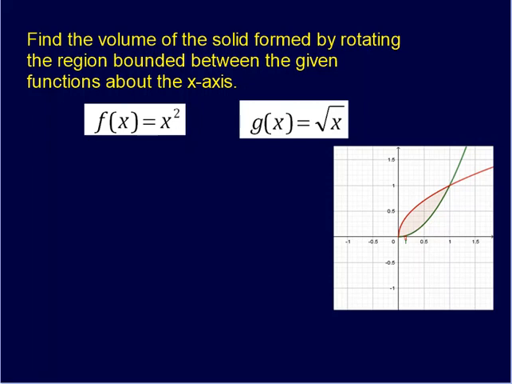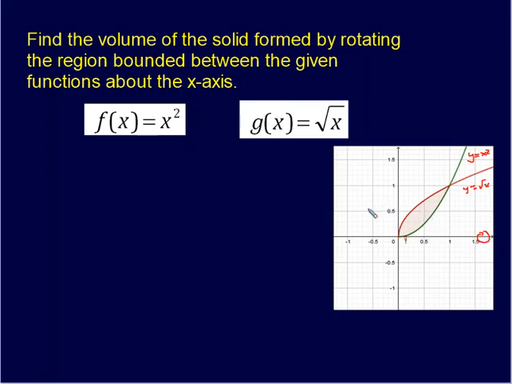Let me grab my yellow pen here. Hopefully you can tell which of these curves is which. The green is definitely the function x squared. And then the red is definitely y equals square root x. So it's important to note that the square root x is the upper function in this one compared to the x-axis, and the green is the one closer to the x-axis. Remember, we're going to spin, picture spinning this around the x-axis here.